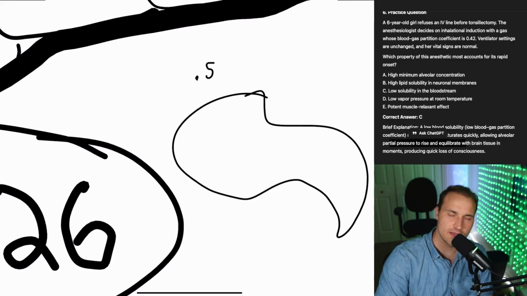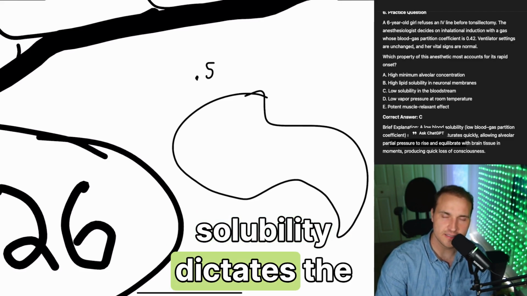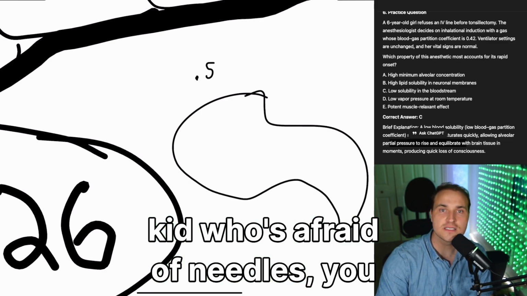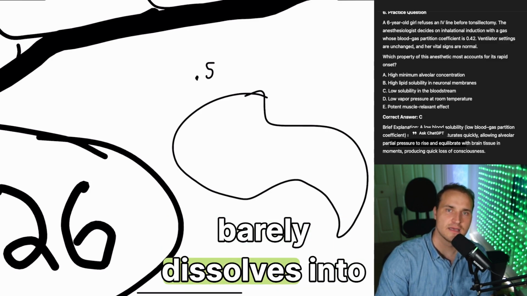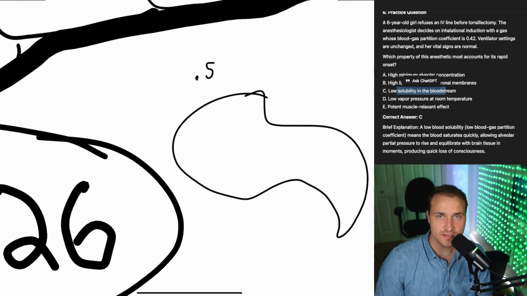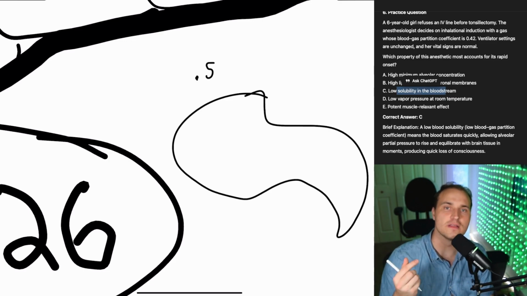And so you crank up the minute ventilation, or you dial down the cardiac output, and it's even quicker. And so the way to think about this is that solubility dictates the speed, while lipid solubility dictates the strength. And so even if you've got a kid who's afraid of needles, you should pick the agent that barely dissolves into the blood at all. So C, low solubility in the bloodstream. Because if there's a low blood gas partition coefficient, then it's going to reach the brain really, really quickly.